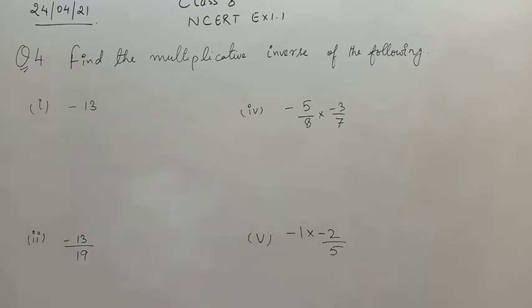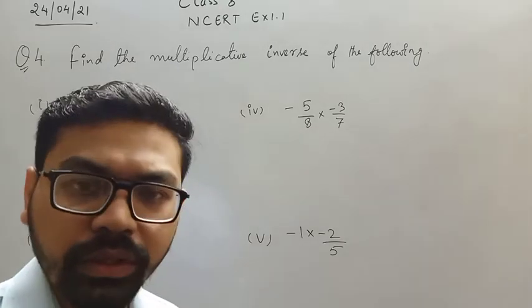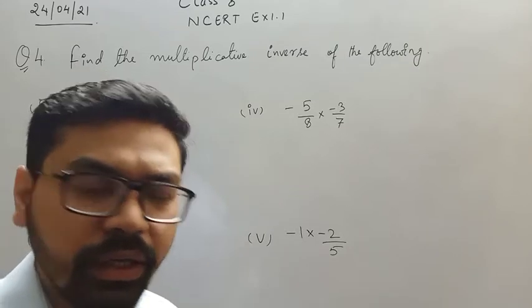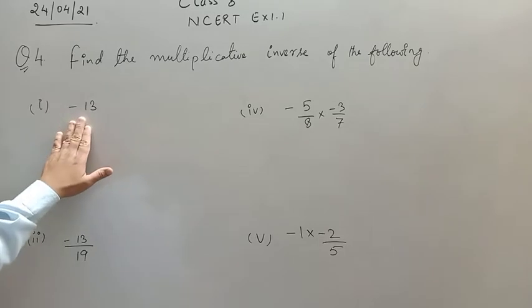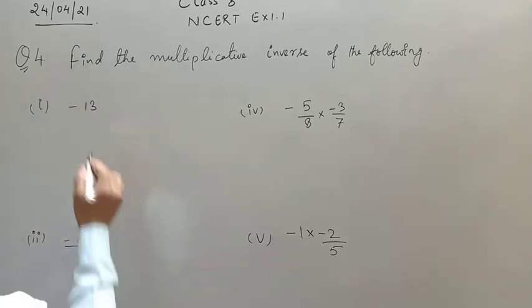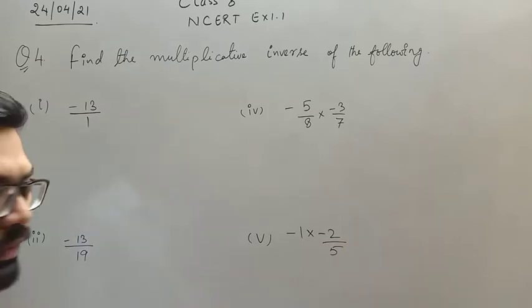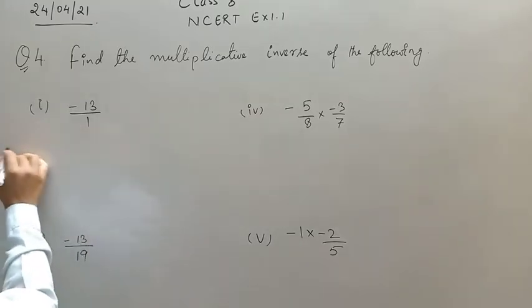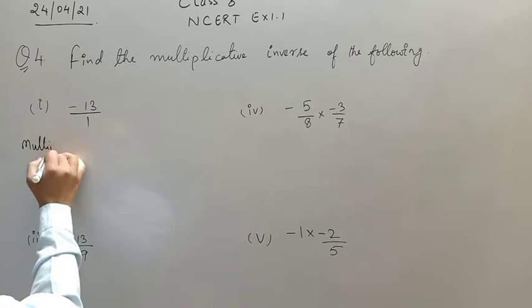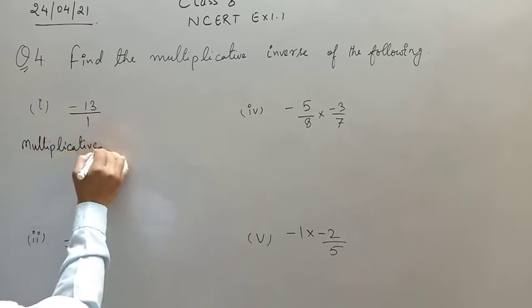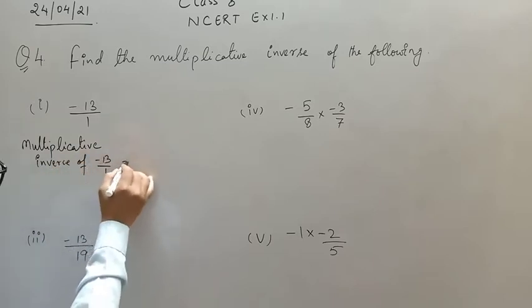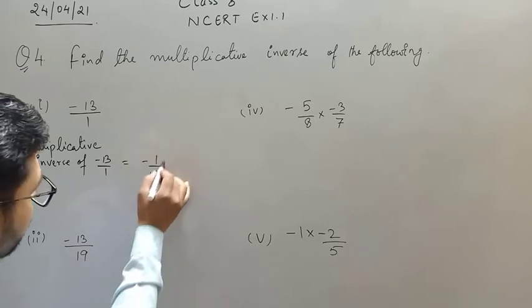Now the fourth question is find the multiplicative inverse of the following. In the earlier lectures I have explained you what multiplicative inverse is and how to get a multiplicative inverse of any number. Let's say you have a number minus 13, or I can write like this minus 13 upon 1. So the multiplicative inverse of minus 13 upon 1 is equals to minus 1 upon 13.